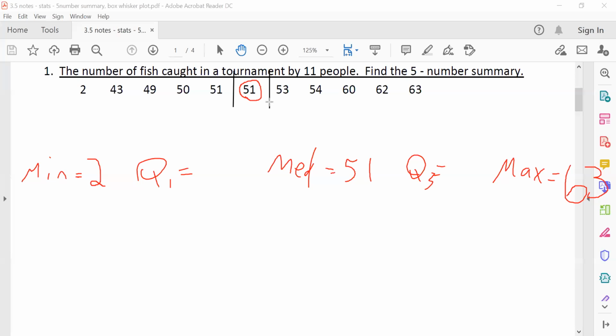We split the data into halves. Then we just need the median of the bottom half data, and that's going to be our Q1. Clearly, just looking at these 5 values, that's the very middle value. So 49 is going to be our first quartile, and then 60 is going to be our third quartile.